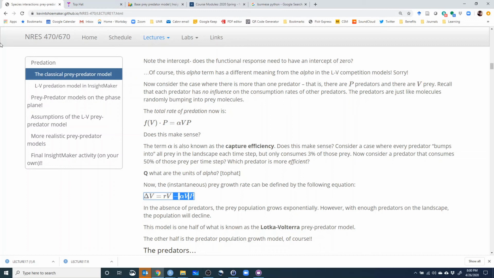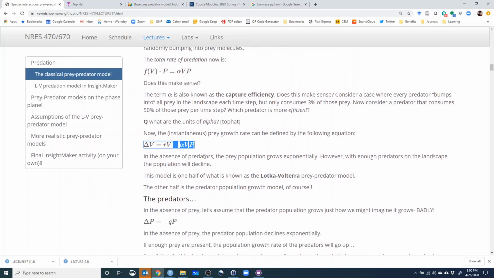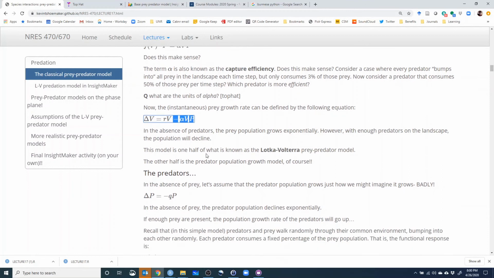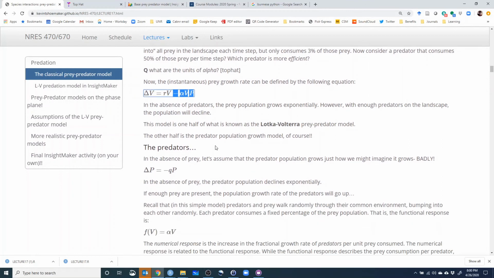So if we imagine that every predator is kind of bumping into every prey, sometimes they're not successful in capturing that prey. We can think of alpha in this way as kind of a prey capture efficiency per predator. So just note that that's a way that people like to think about this alpha term in the Lotka-Volterra prey-predator models. Let's think about predators. So we've now gone through the basic population growth models for the victims. Let's think about the other half of the model, that is the predators.